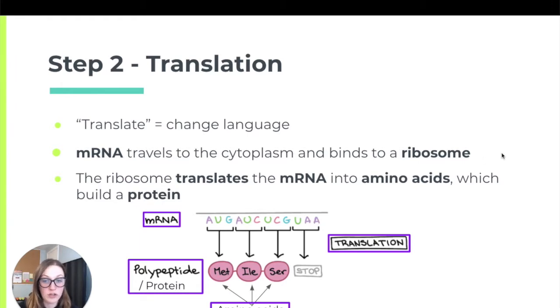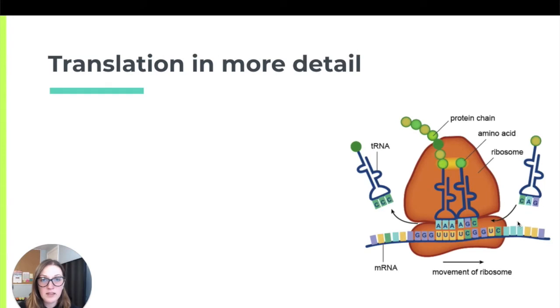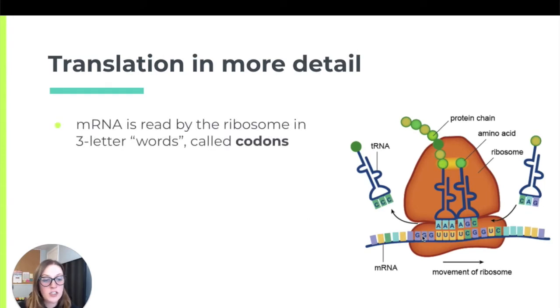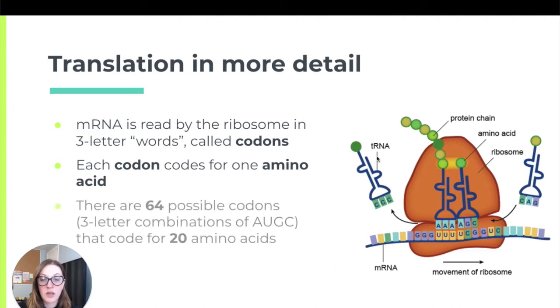The ribosome is critical in this process. Let's take a look at it in a little bit more depth. The mRNA sequence is read by the ribosome in 3-letter words called codons. Each codon, or 3-letter sequence of bases, codes for one specific amino acid. There are 64 possible codons, or 64 possible 3-letter combinations of AUGC, and these 64 possible codons code for 20 total amino acids. So each amino acid might have anywhere between 1 to 6 possible codes that code for it.